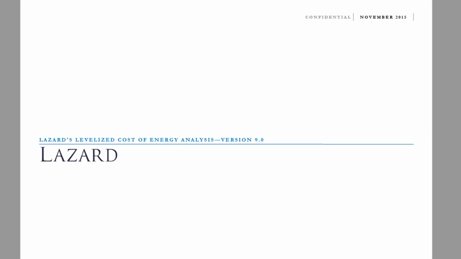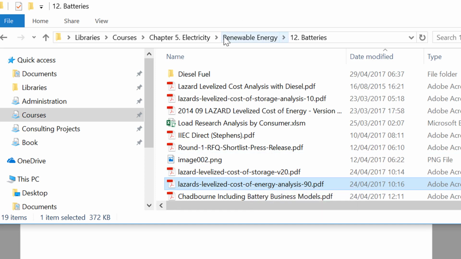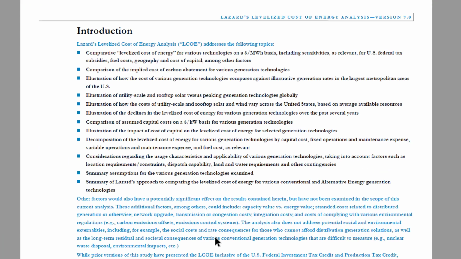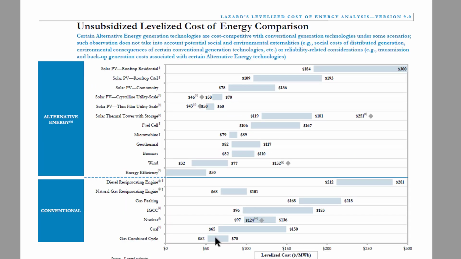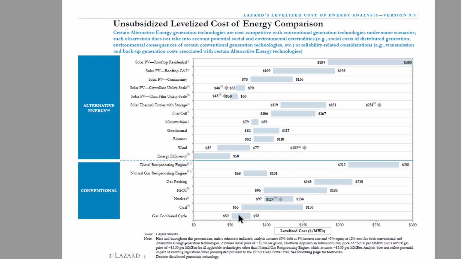Now, what I've done, and I should have really practiced this beforehand, but I went to the battery section of our disk, and in that battery section, I put Lazard's levelized cost of energy. You just get this, of course, from the internet. It's free. I didn't violate any confidentiality. I don't think it says. Oh, it says confidential. Okay, but whatever. I think this is the latest one.